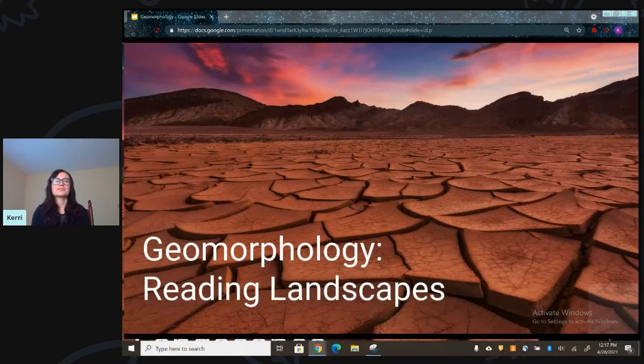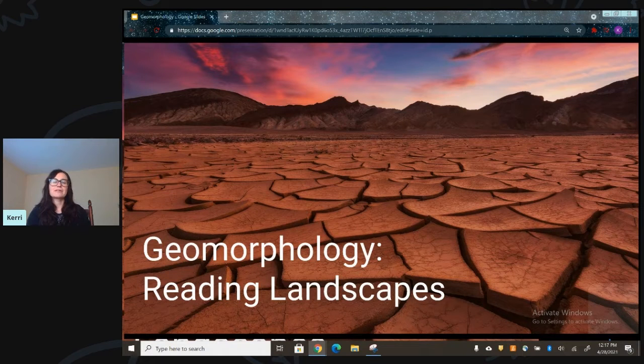So I'm a geomorphologist, which means that I'm a geologist that studies how landscapes are formed. Today I'm going to be talking about what geomorphology is, how it can be used to read landscapes, why it's useful, and then give some research examples. So first, I'd like to start by talking about the photo on this slide. I didn't only pick this picture because it's a pretty background.